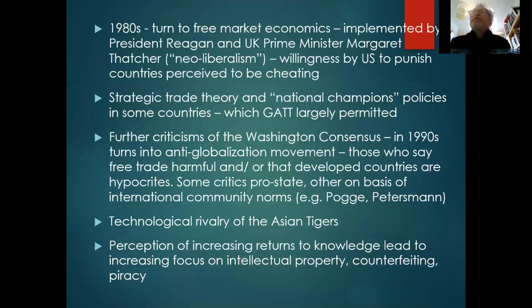Increasing returns to knowledge. How do we increase returns to knowledge? How do we become a knowledge-based economy, and how do we get a bit of an edge from being a knowledge-based economy? It is to stop counterfeiting, stop copying, and use intellectual property laws in order to protect the knowledge addition to your goods that makes them valuable. And obviously that has long-term repercussions in terms of trade law, as we'll see shortly.